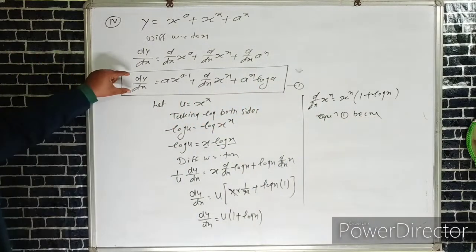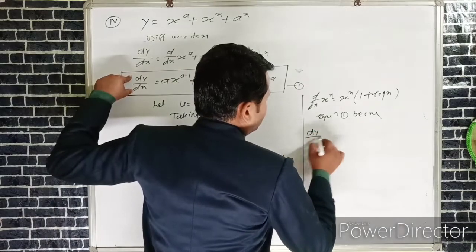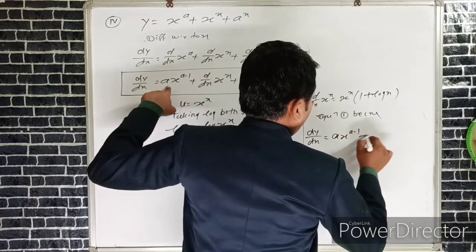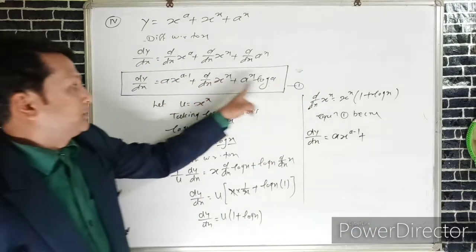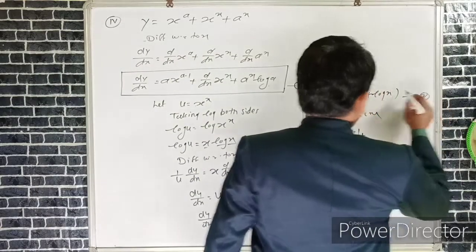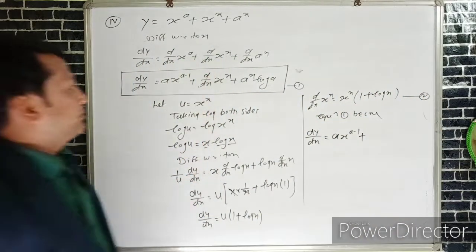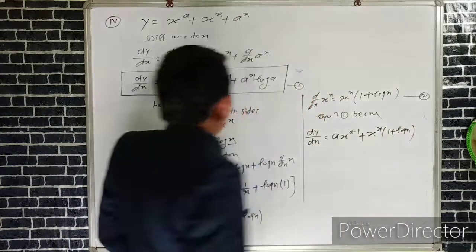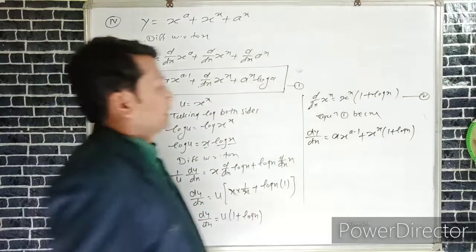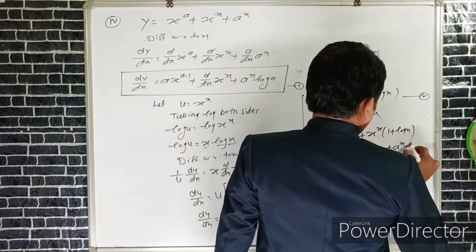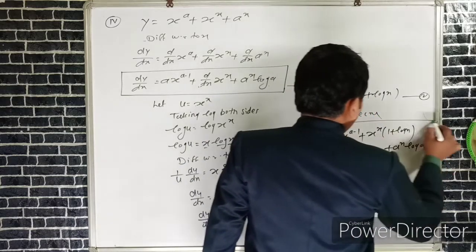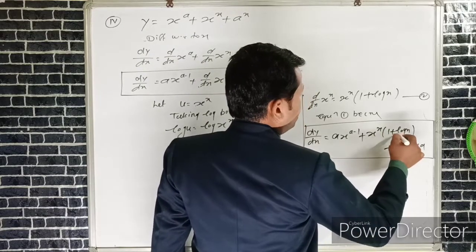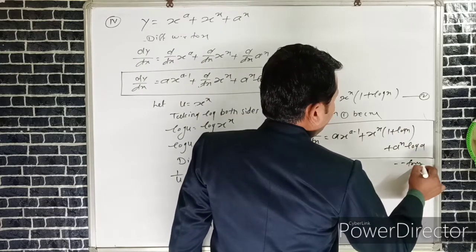then we get the required derivative, which is dy by dx is a into x raised to the power a minus 1, plus the derivative of x raised to the power x, which is x raised to the power x into 1 plus log x from equation 2, and the derivative of a to the power x, which is a to the power x into log a, which is the required derivative of the given function dy upon dx. Here x raised to the power x into 1 plus log x is from equation 2.